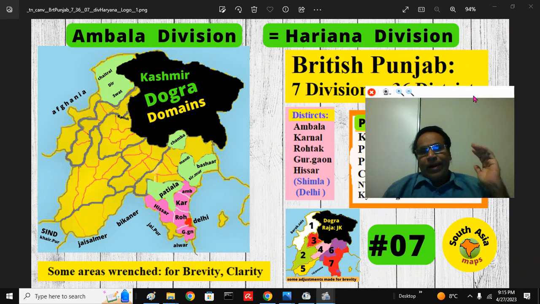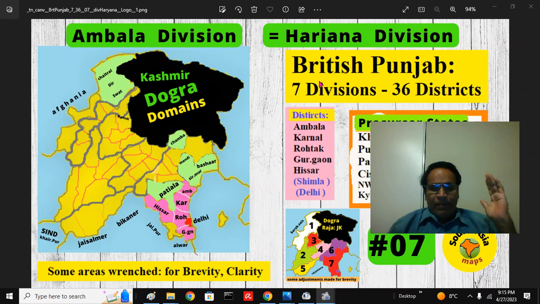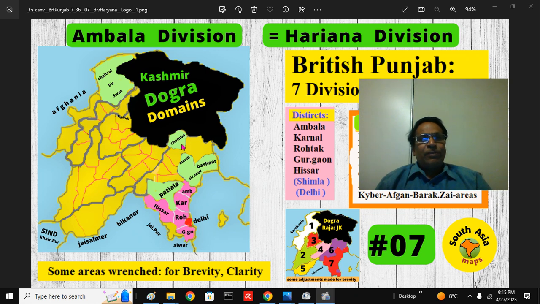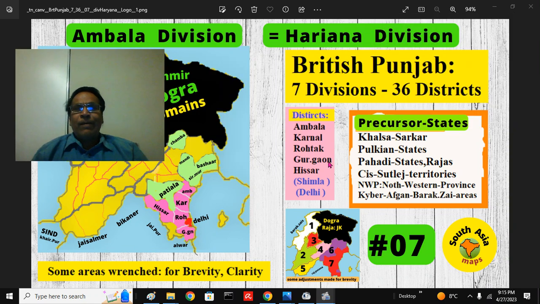We are continuing our series, the Punjab series, that is British Punjab, a province, a political entity in the British East India Company Bahadurs or later British Raj territory, which survived nearly 100 years. British Punjab: 7 political divisions, 36 districts. This is the British Punjab, and this is the Dogra Raja Gulab Singh and his successors' territory. We are looking at the 7th part, that is the Delhi Division or Haryanvi Division, sometimes called Ambala Division.